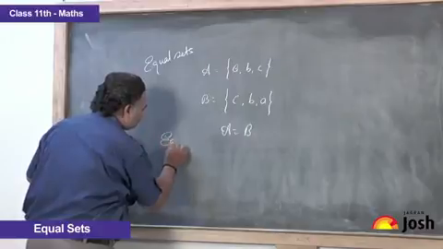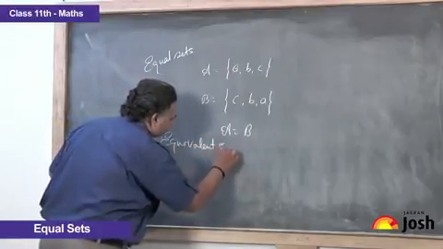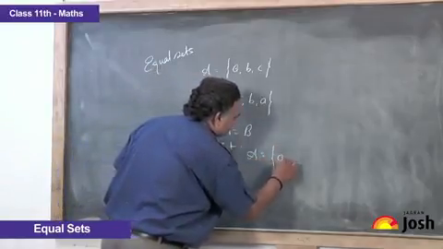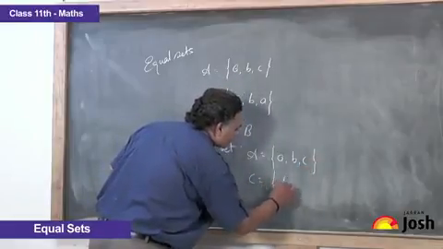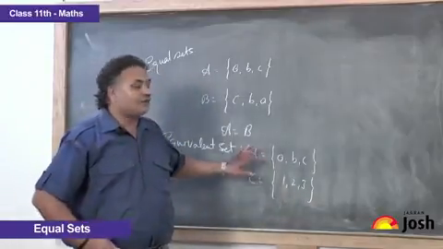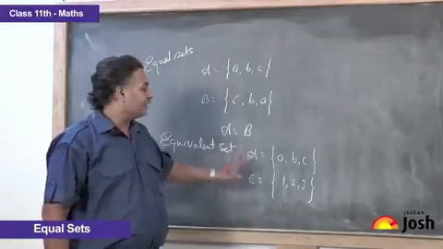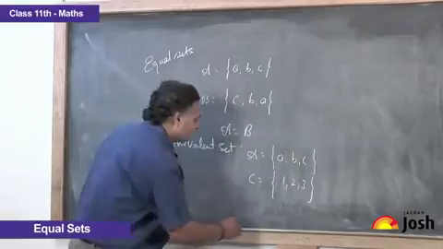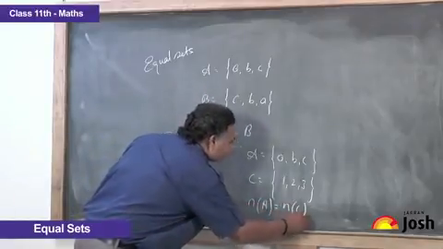Next is equivalent sets. For example, set A is {A, B, C} and set C is {1, 2, 3}. Then these two sets are not equal sets, they are equivalent sets. They have the same number of elements. In other words, we can say the cardinal number of A is equal to the cardinal number of C.